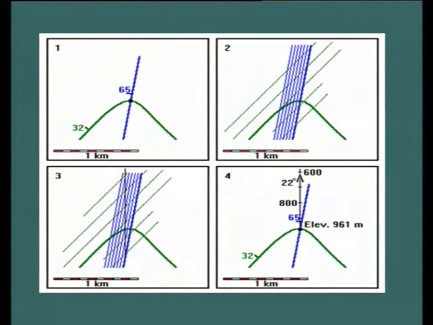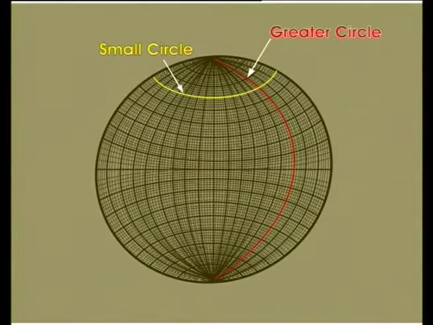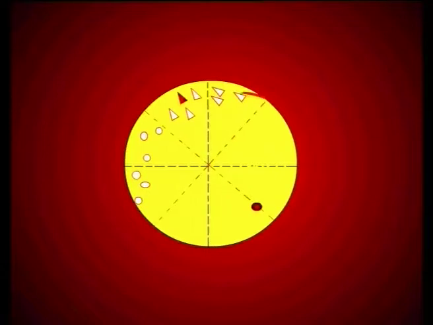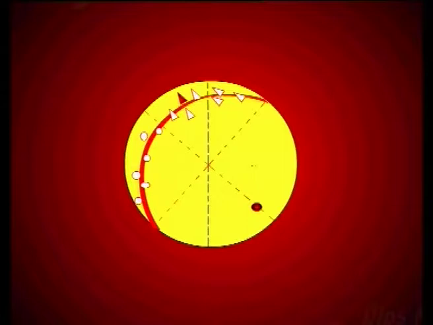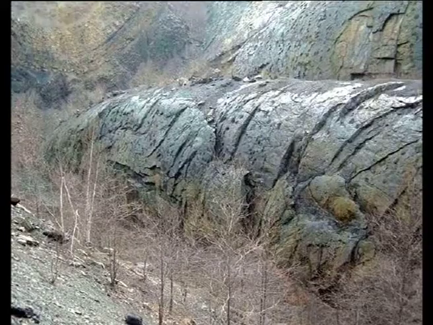Naturally, when we plot the poles of such a fold, if the fold is cylindrical, the poles will be plotted along a great circle. A best fit great circle can be drawn through all the variable poles of the bedding planes, and the pole of this great circle will give us the orientation of the hinge line or fold axis of the fold. This is when a single deformation has affected the rocks of an area.